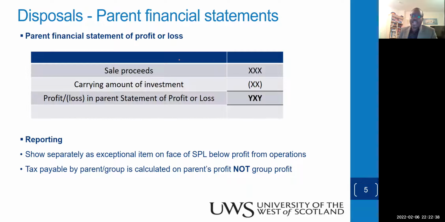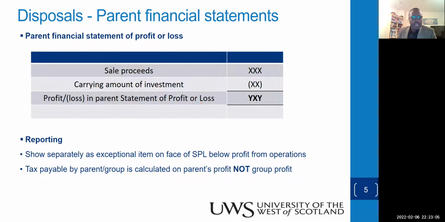So in the parent's account, like I said, you simply look at your sales proceeds, what you sold it for, and then you also look at the carrying amount of the investment, the cost of the investment. Assuming you are not given the carrying amount in the books, use the cost of the investment as the carrying amount. Then you end up getting a loss or profit in the statement of profit or loss in the parent's books.